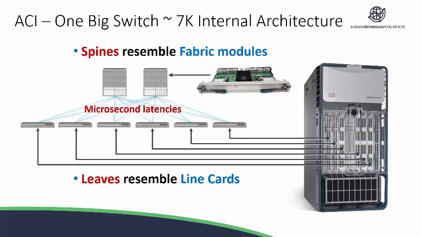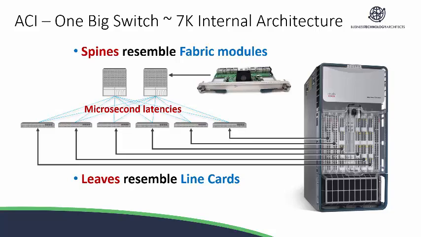So ACI is one big switch. If you were to think about this from a 7K architecture, an ACI switch, the spines are the fabric modules. So this is a leaf-spine topology. It's an old topology that's been around for years and years and years. Old telco stuff, because it works. It provides multiple links and a common, consistent, latency-defined fabric.